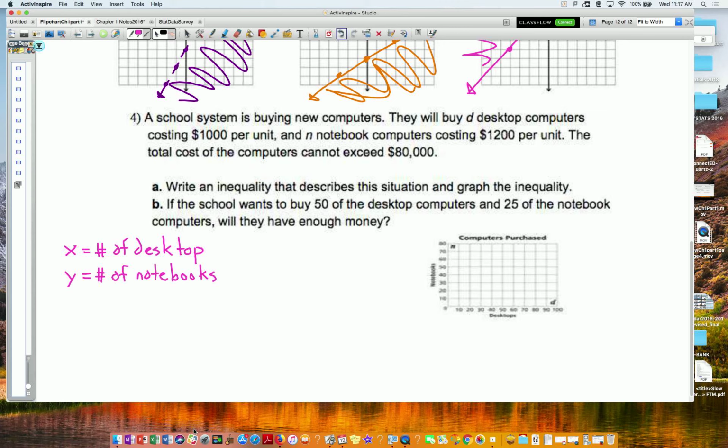All right, so now what I can do is write my inequality. So it costs $1,000 for every desktop I buy. So 1,000 times the number of desktops, X, plus 1,200 times the number of notebooks cannot exceed but can be equal to basically my budget, okay, of $80,000.